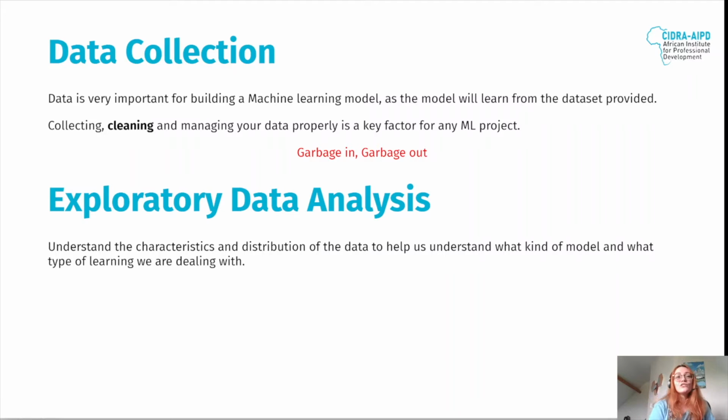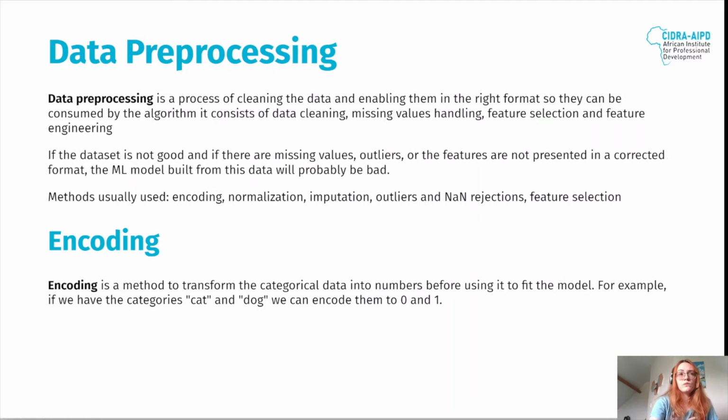So the next step is the EDA, exploratory data analysis, to understand characteristics and the distribution of your data. By understanding the data beforehand, we can already have some sort of feeling of what kind of model and, most importantly, what type of learning we are dealing with. Because we're going to see if I have a classification here, or I have a real number, so I'm actually dealing with a regression. So very important step as well.